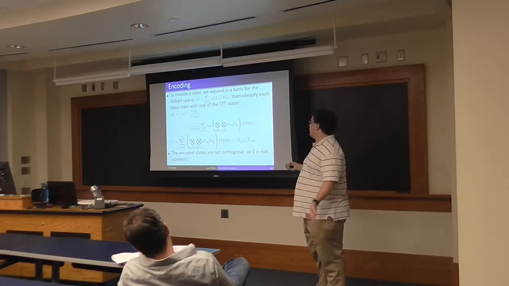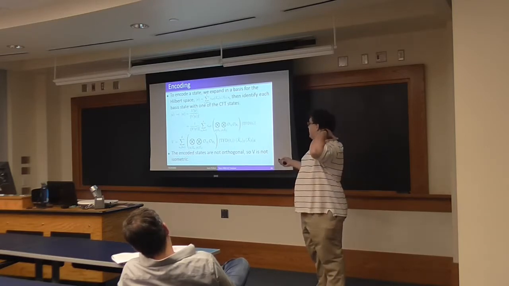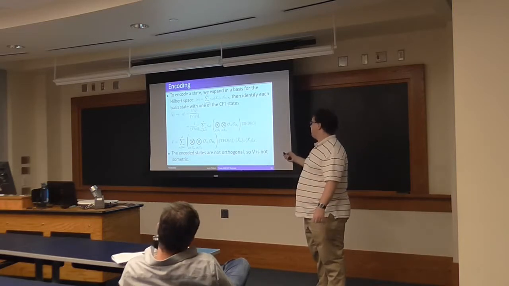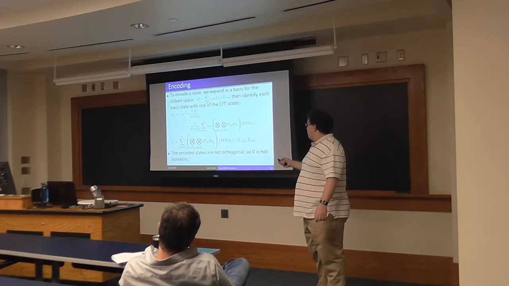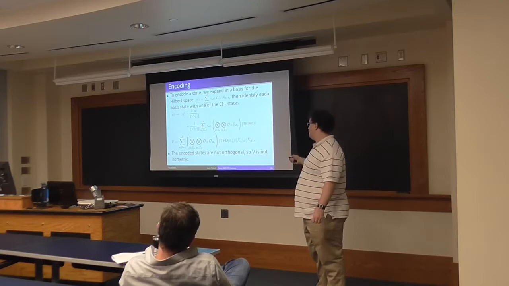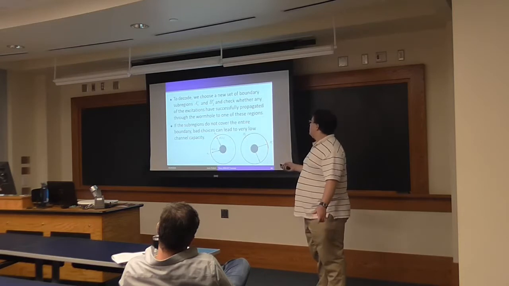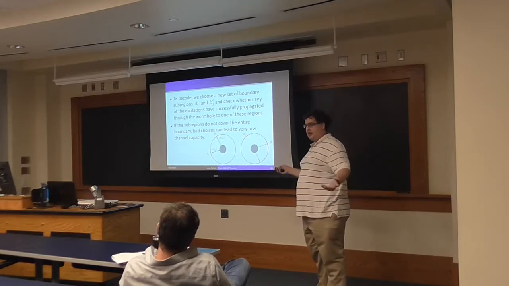And then what I do is I've got these d squared states. I associate each of them with a basis state in a d qubit Hilbert space. And then I've got two of them, one on the left and one on the right. So I've just got this map where for every state I associate the set of operators in the CFT you need to make this one of these d squared states. And then to decode, I just pick a new set of boundary subregions and I check whether an excitation has moved. So again, depending on whether this is a real latticization or not, I can get weird results.